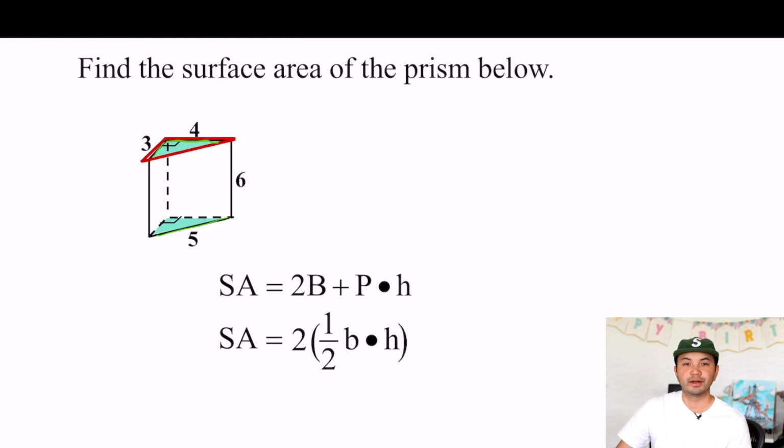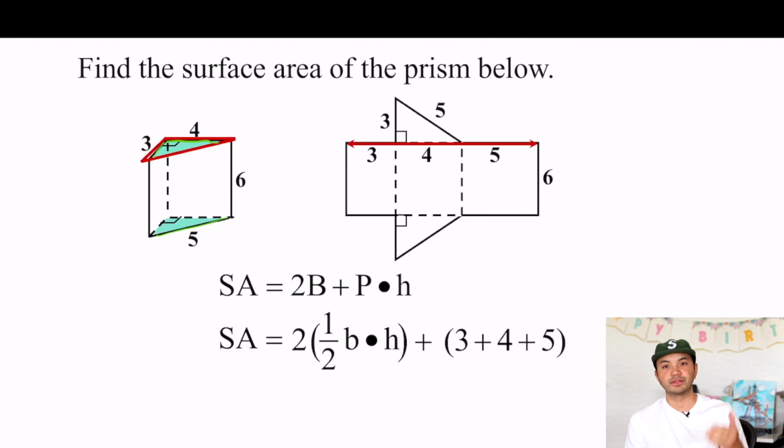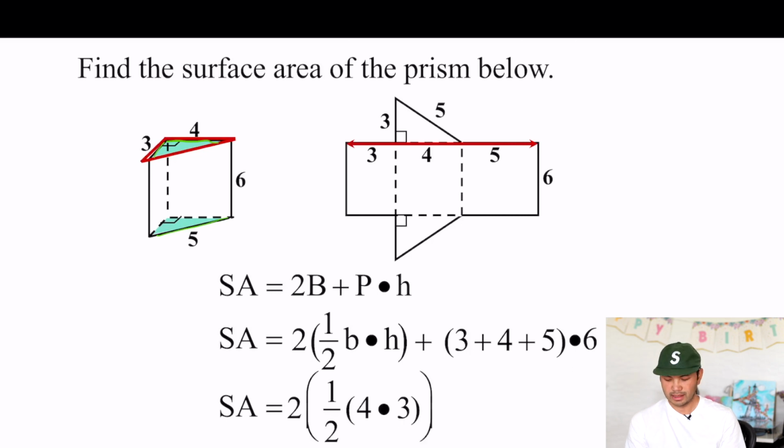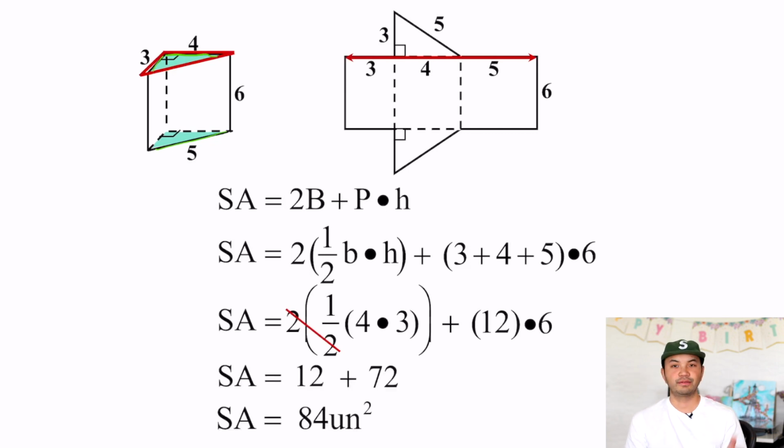And then find the perimeter of the triangle. The perimeter of the triangle, that's 3 plus 4 plus 5, okay? You can see that in the net, 3 plus 4 plus 5, right? Times the height or the altitude, and that would be 6. So then you just work everything out, fill everything in, right? And then you have 4 times 3 plus 12 times 6, and you get 84 square units, okay?